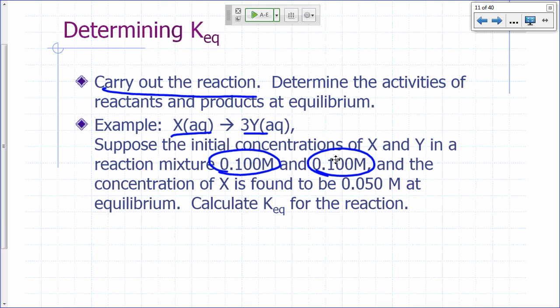How do you know it's reached equilibrium? When the concentrations of the reactants and products are no longer changing. So you find a way to monitor the concentration of X or the concentration of Y. So let's say the reaction has reached equilibrium, and by the time it's reached equilibrium, the concentration of X is only 0.05. What's the KEQ for this reaction?